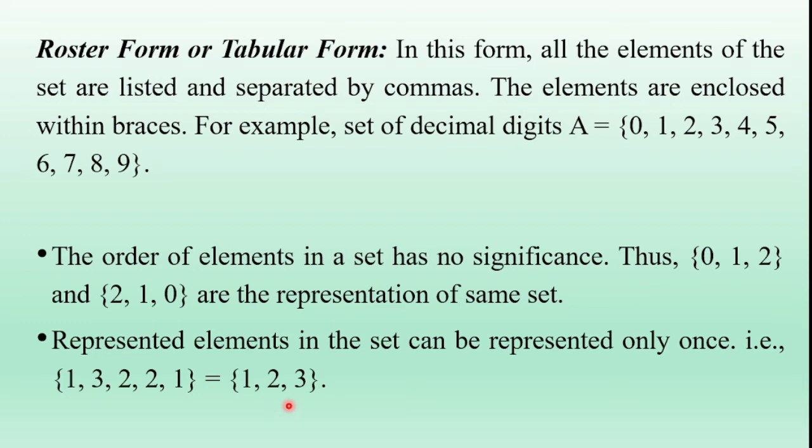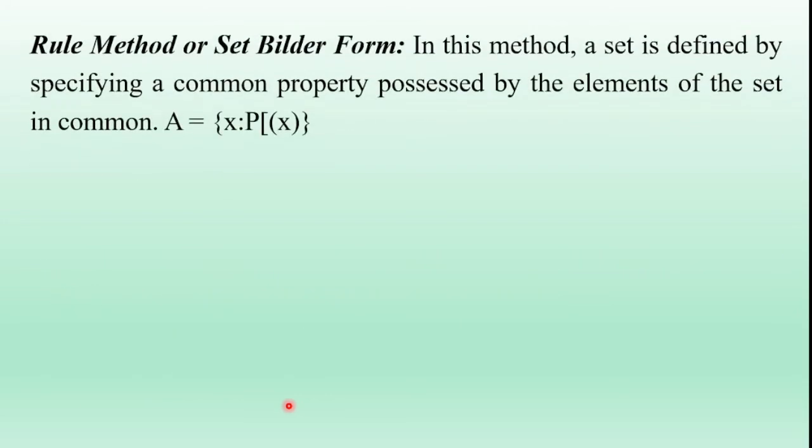The next one is the rule method, or set builder form. In this method, a set is defined by specifying a common property possessed by the elements of the set. That is, set A is equal to {x : p(x)}. A vertical bar can also be used in place of the colon.